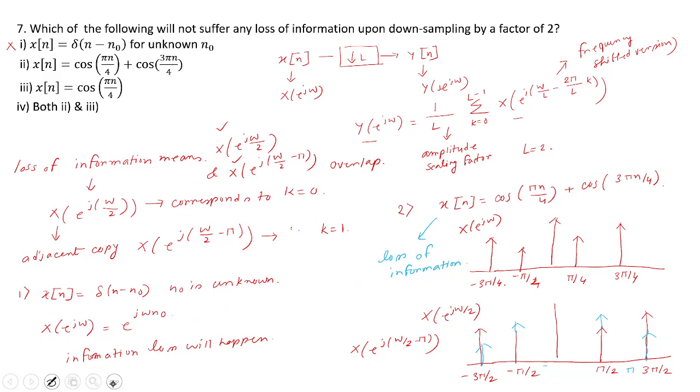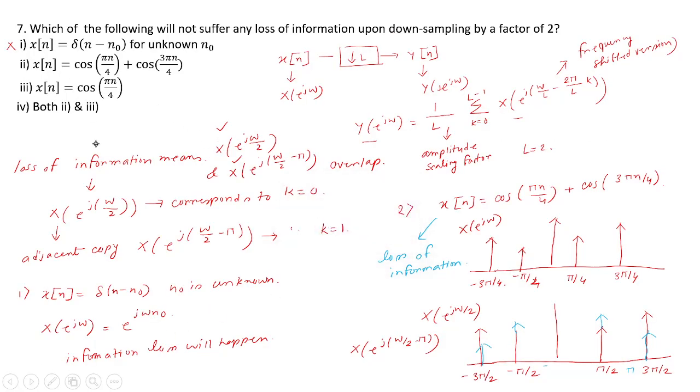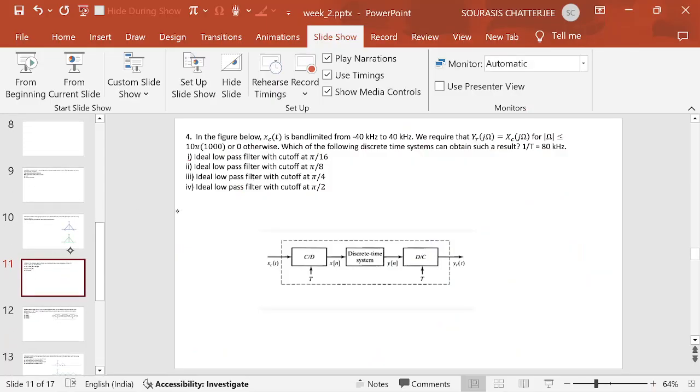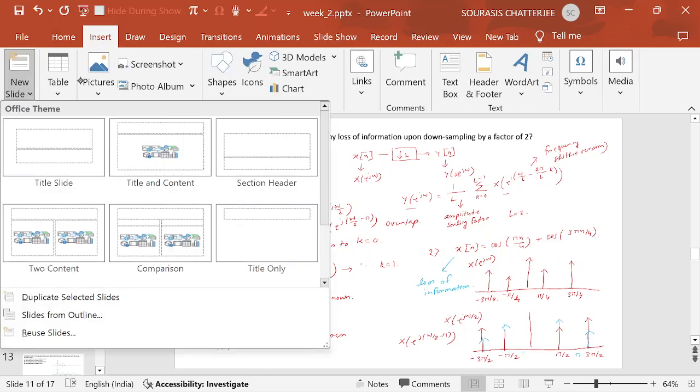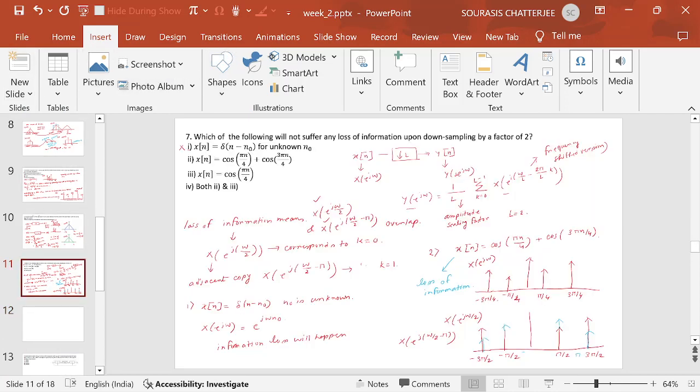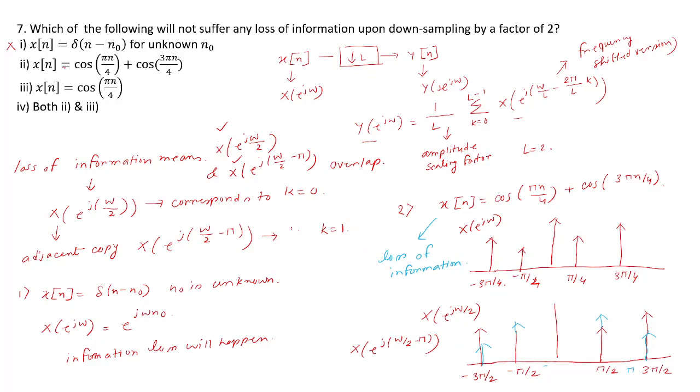Let us see the third one. Okay, let me introduce a new slide here. So this option is also not correct, as we will have loss of information when downsampling with a factor of 2. Let us move to the third option, which is x[n] given by cos(pi n/4).